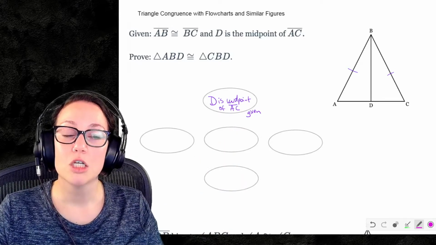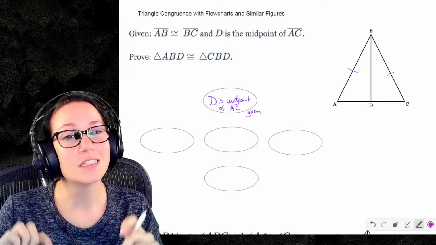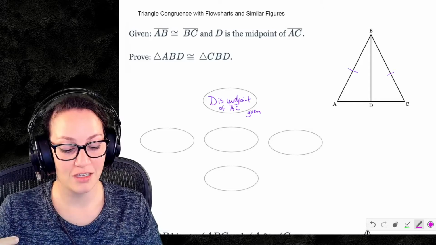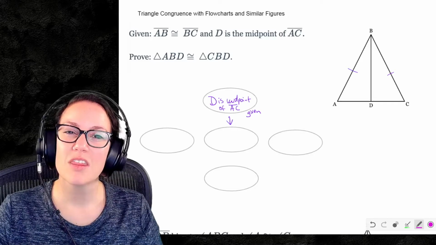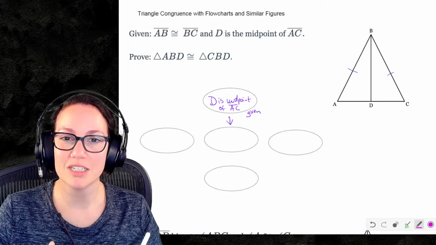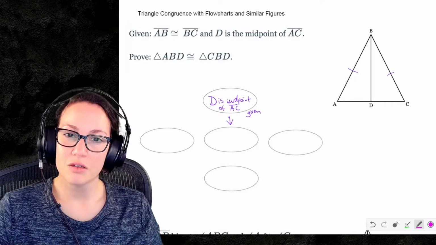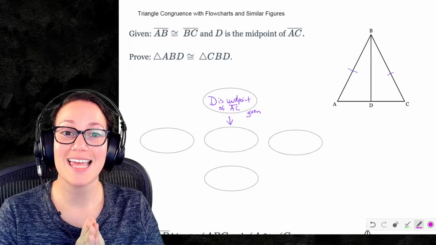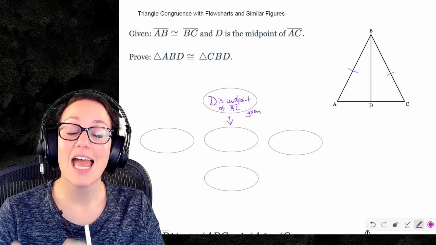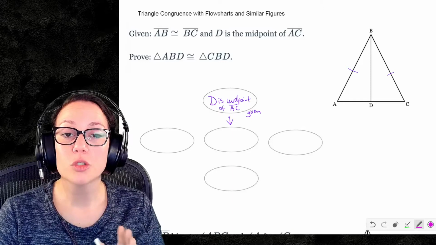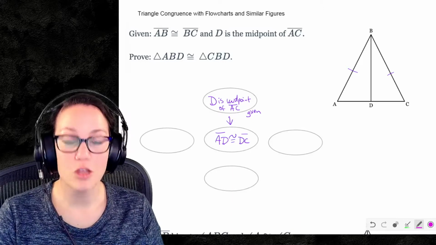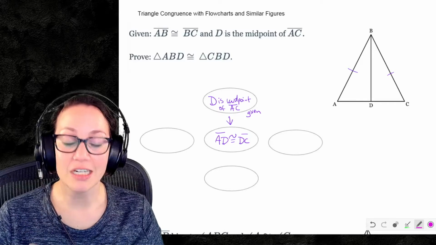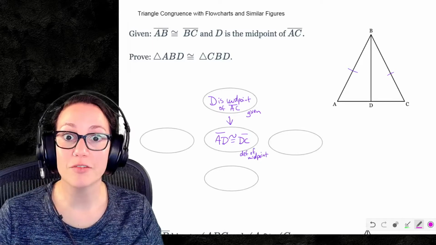Great. So because D is the midpoint of line AC, we can also say something else. Think about what the definition of a midpoint is. Right, so it's the point exactly in the center, which means that line AD and line DC are also congruent. So we can say that those two lines are congruent. And the reason for that is the definition of a midpoint.